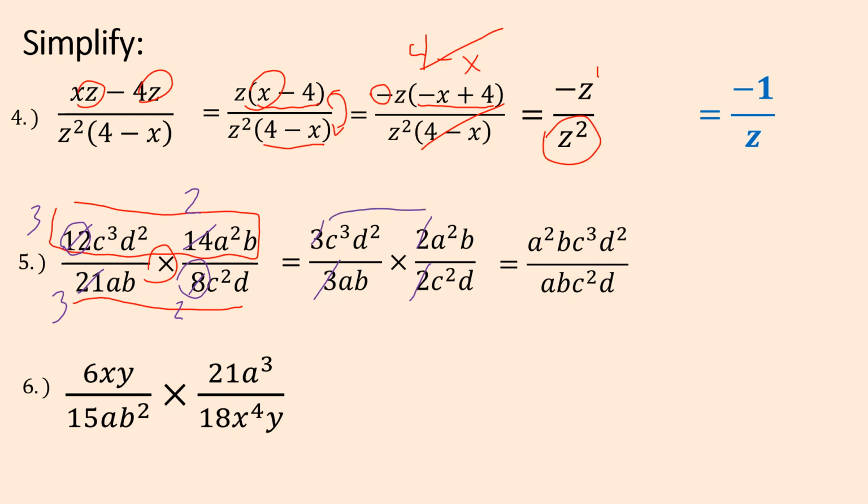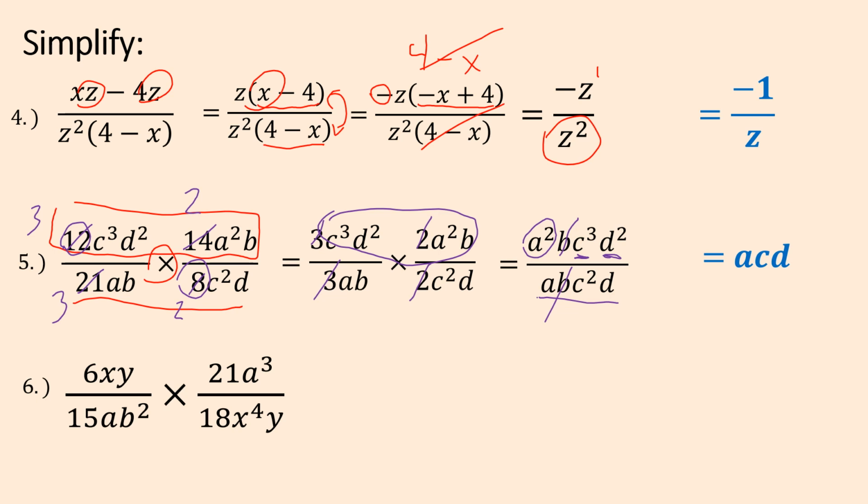So across the whole top, we have a squared b c cubed d squared. Okay, across the bottom we have this guy, and now we're just using exponent rules. So 2 a's on the top, 1 on the bottom, bigger a's on the top, we're going to subtract it. Okay, b's will cancel out. Bigger c on the top, subtract them, and bigger d on the top, subtract them. Okay, so fully simplified answer, A, C, D.